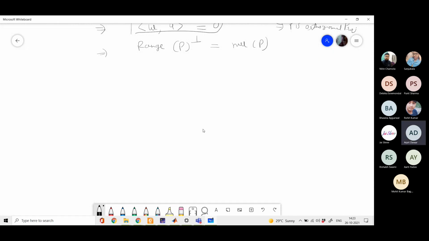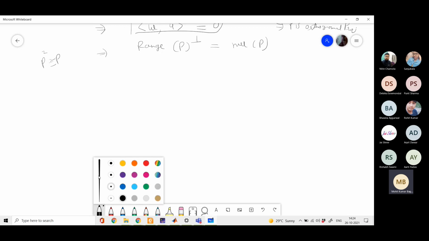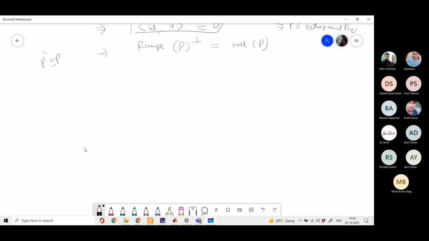Sir, how did PW equal W? PW, because W is in the range of P, and P square equal to P, that is, P is a projection, that is given, right? P is a projection. Is it fine?